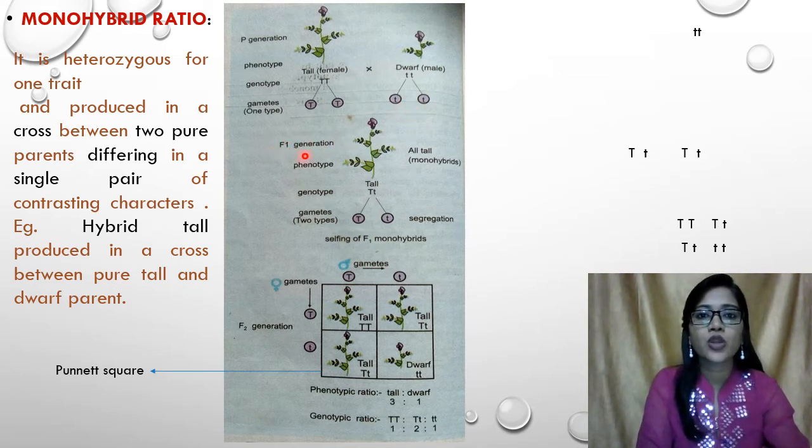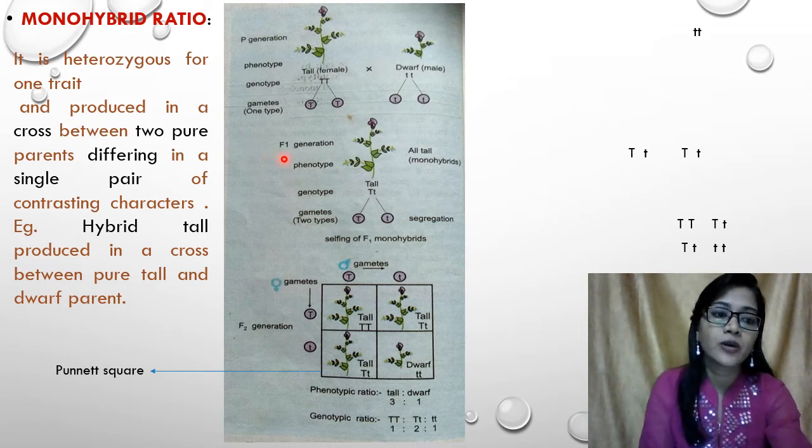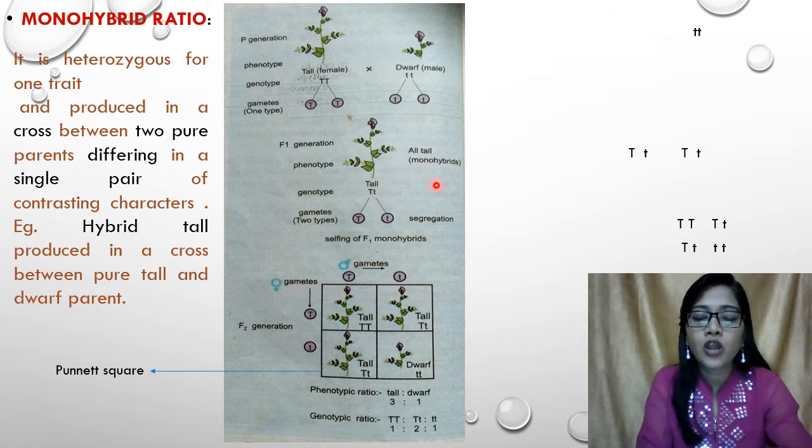In the F1 generation, now what is the F1 generation? F1 generation is known as the first filial generation. It consists of all the offspring produced from a parental cross. Alternatively, it is the first generation from a given mating between pure parents having contrasting characters. So when we cross the two pure plants, we get the first filial generation. And in this first filial generation of the monohybrid cross, all tall plants were observed and recorded.